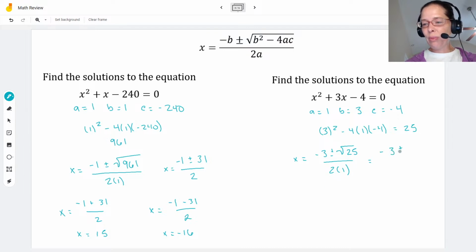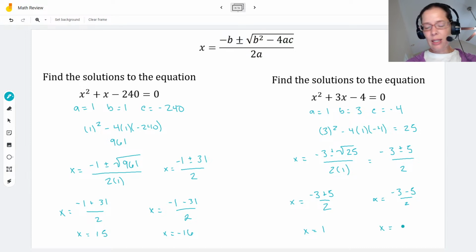So -3 plus or minus 5 over 2. All right, so now here are my two values for x. I'm going to have -3 plus 5 over 2, and x equals -3 minus 5 over 2. And that is going to give me x equals 1 and x equals -4. Okay, so that is how to solve quadratics.